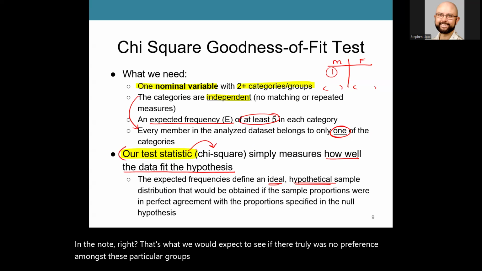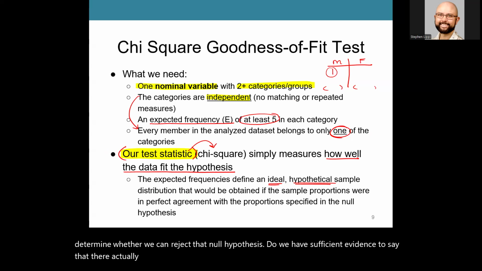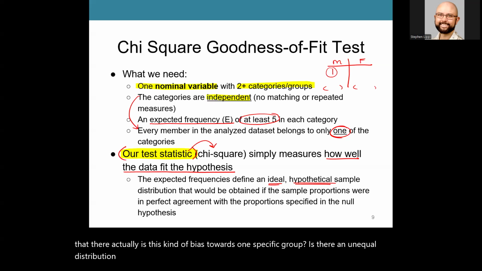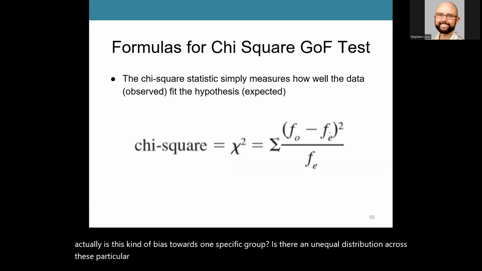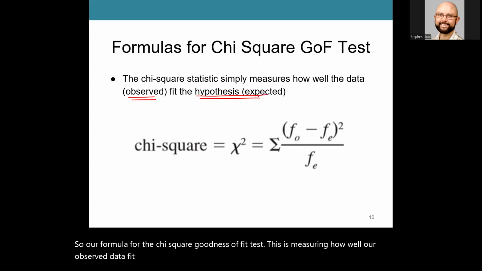We are going to calculate a chi-square test statistic to determine whether we can reject that null hypothesis. Do we have sufficient evidence to say that there actually is this kind of bias towards one specific group? Is there an unequal distribution across these particular conditions? So our formula for the chi-square goodness of fit test is measuring how well our observed data fit our expected hypothesis defined by the null.